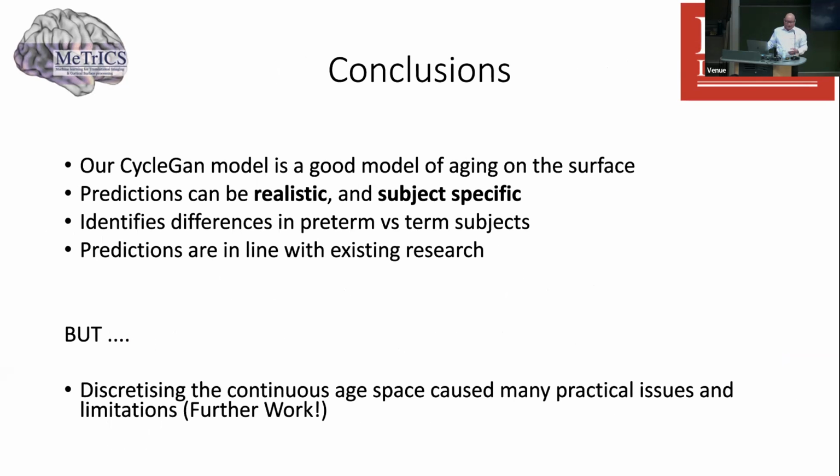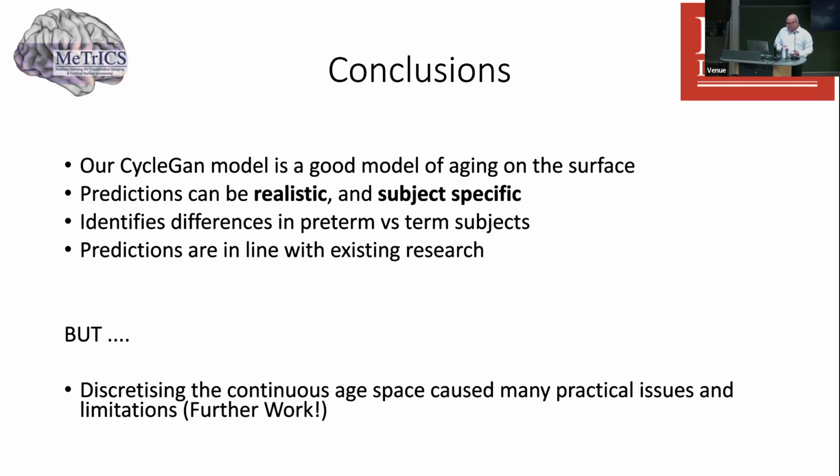And so the conclusions are that the CycleGAN model is a model of aging. Its predictions are realistic, they are subject specific, and it's managed to identify differences in line with existing research.